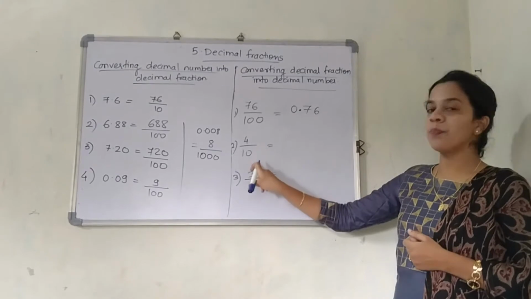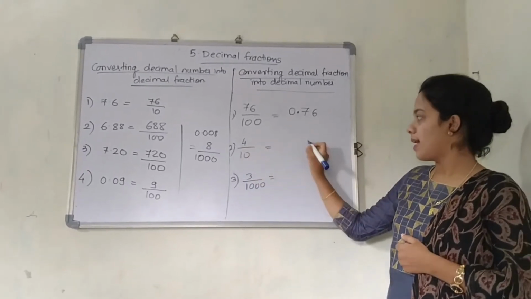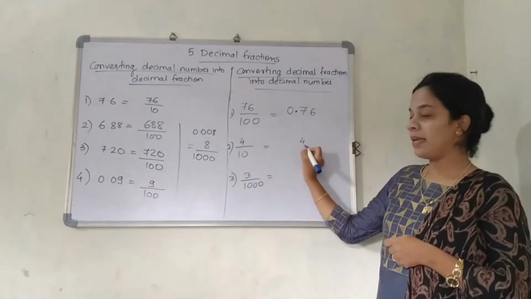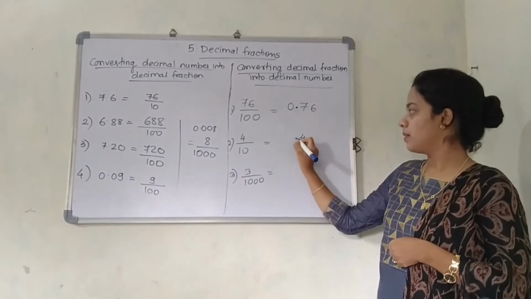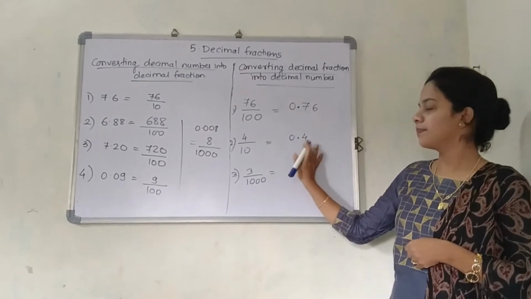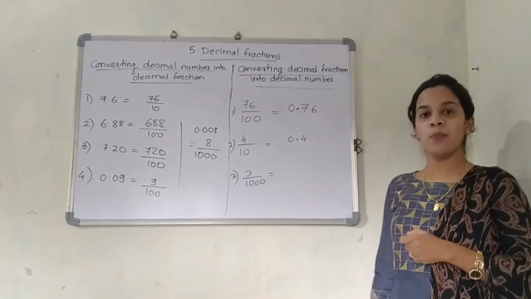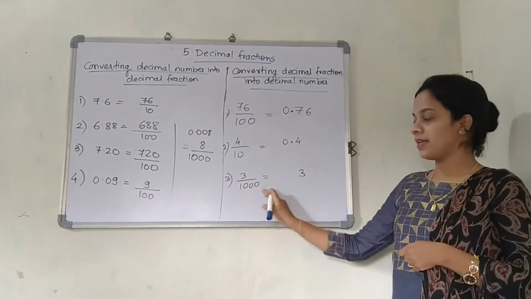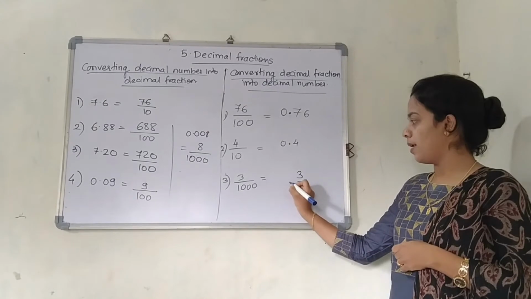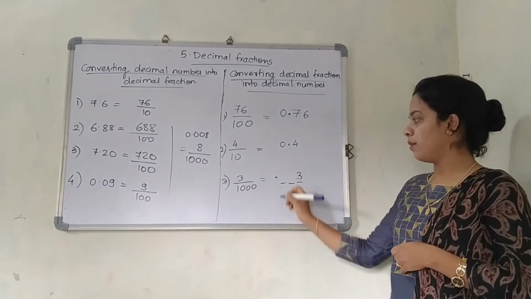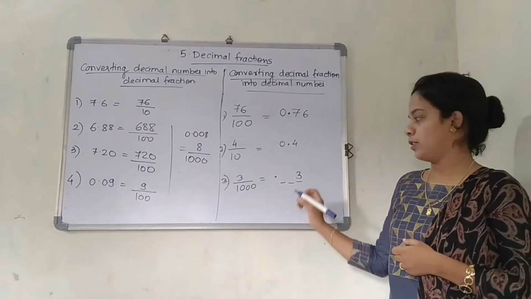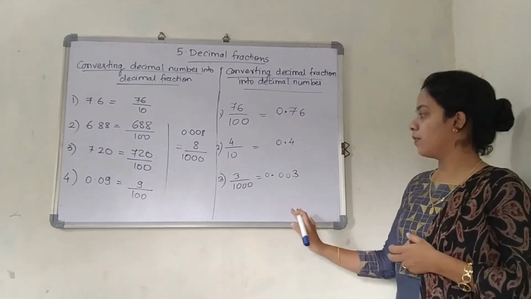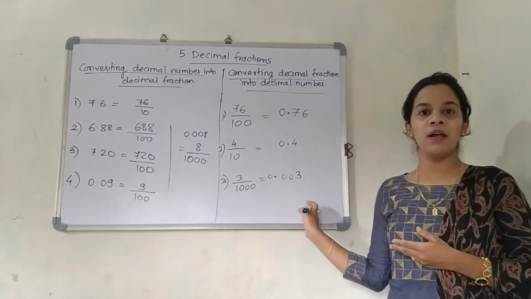Now just see over here 4 upon 10. What will we do? 4 I will write as it is. How many zeros are here? One zero. So one place you are going to leave, and this is one place. Point over here and 0. Now see the next number, 3 upon 1000. You are going to write 3 as it is over here. How many zeros are present here? 3 zeros. So 3 places you will leave, 1, 2, 3, and you will put the point. Now by which number will you fill these places? Yes, you are going to fill these places with 0. So this is the conversion of a decimal fraction into a decimal number.